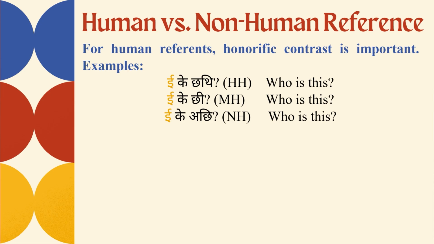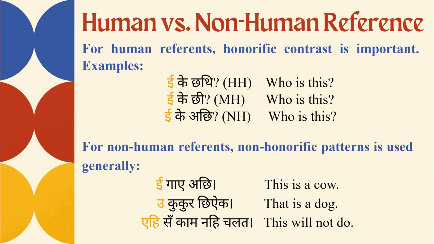When we are referring to humans, we use e, ek chatin, ek chi, ek h. Okay, but for non-human reference, non-honorific patterns is generally used. So e guy h, since there is no honorific non-honorific difference between the proximate, we can say e guy h. Then we say u kukur chie, that is a dog. We won't usually say o kukur chie, okay, because o carries an honorific marker in itself. So u kukur chie, so it's non-human referent.